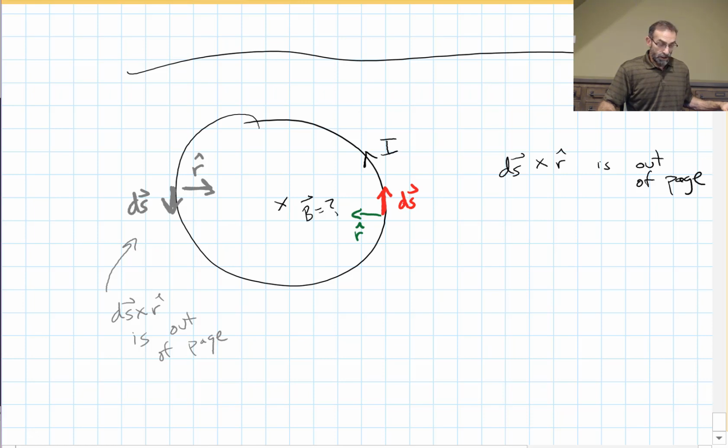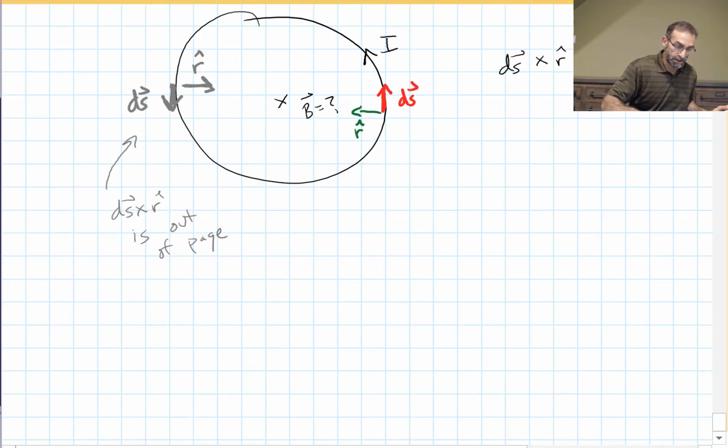And our other right-hand rule: put your thumb in the direction of the current, wrap it around that wire loop, and everywhere on the interior of the loop, your fingers point up out of the page, and everywhere on the exterior, they point into the page. Okay, good. Let's move on.